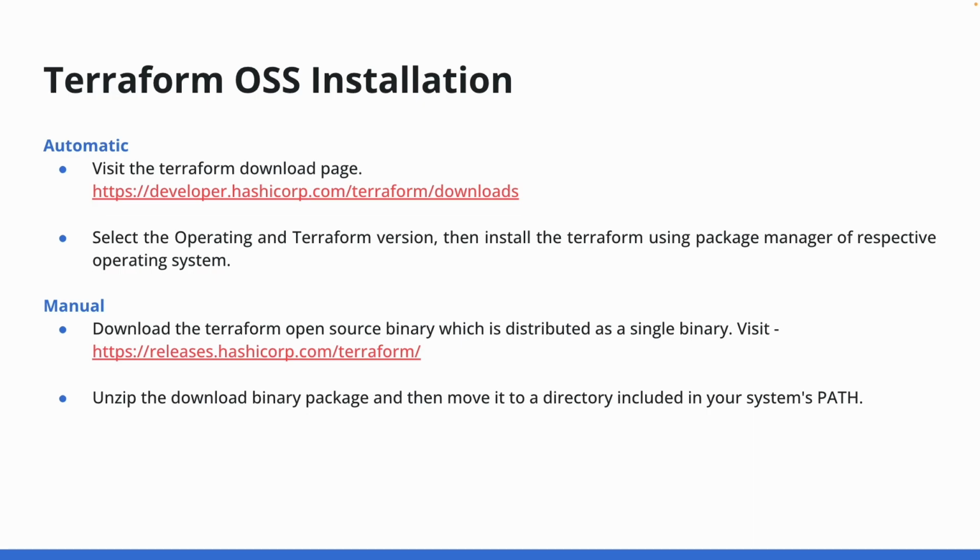In order to install Terraform open source manually, you have to visit releases.hashicorp.com/terraform and download the binary package, which will be downloaded in zip form. You have to unzip it and then move it to a directory included in your system's path. So that's how you can install Terraform open source.